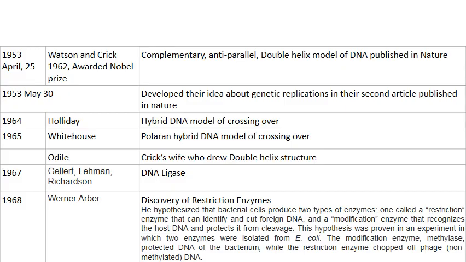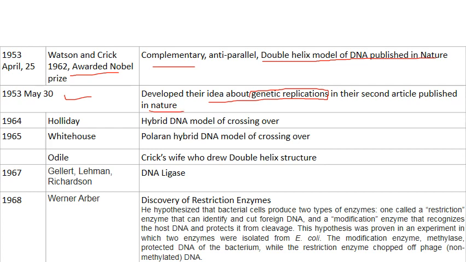By their findings, on April 25th, 1953, they made the complementary anti-parallel double helix model of DNA, which was published in Nature. In 1962, they were awarded the Nobel Prize. On May 30th, 1953, these two scientists developed their idea about genetic replication in their second article published in Nature.